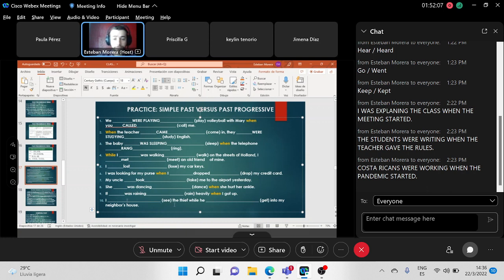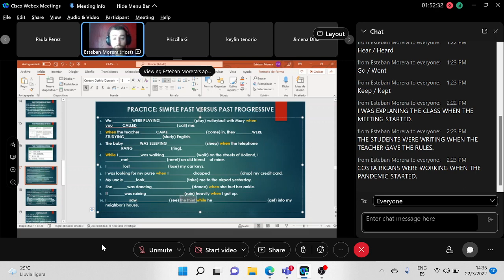Number 10. Okay, we have while here. I was seeing. Mm-hmm. No, sewing. Exactly. So the thief while he was getting. Exactly, while he was getting. He was getting. So I'm gonna write some other examples, guys.